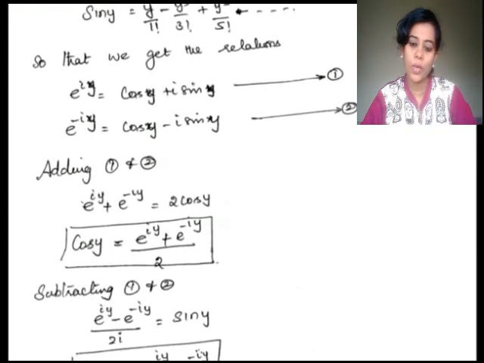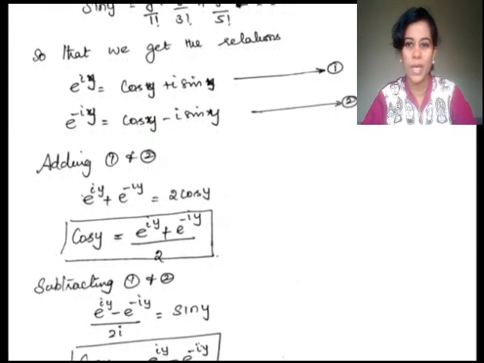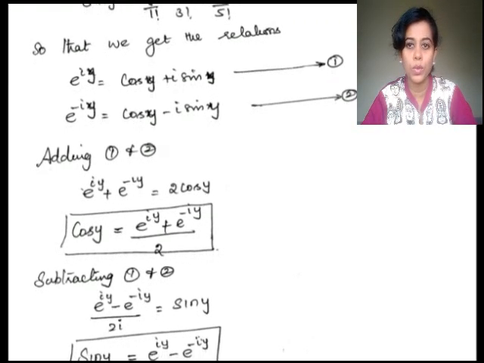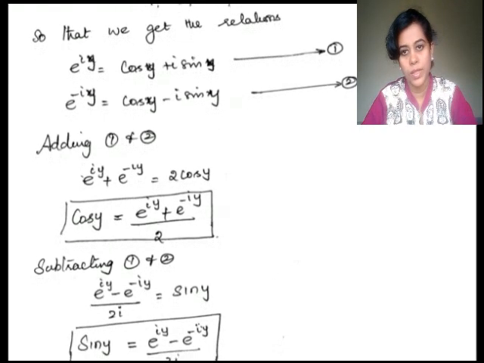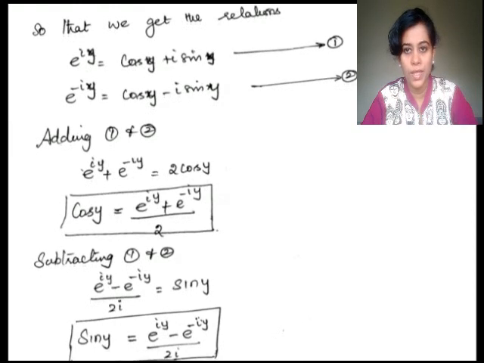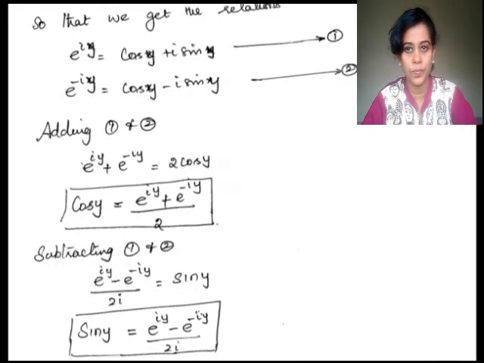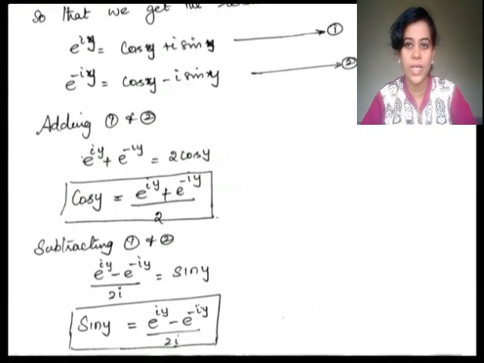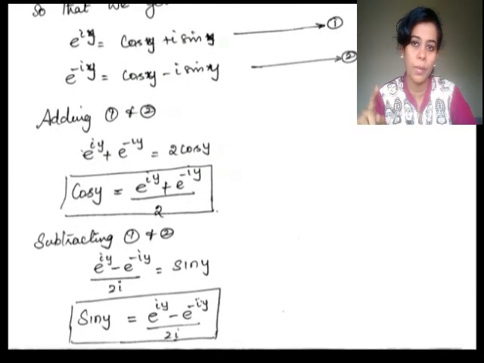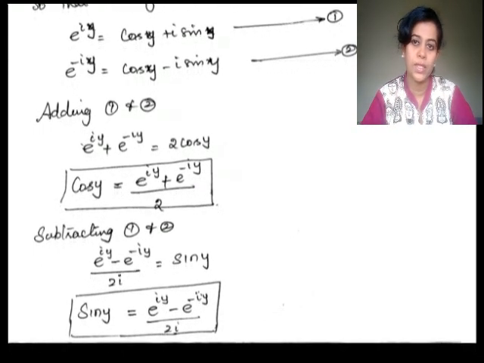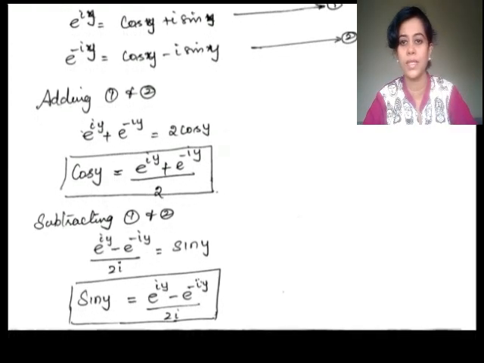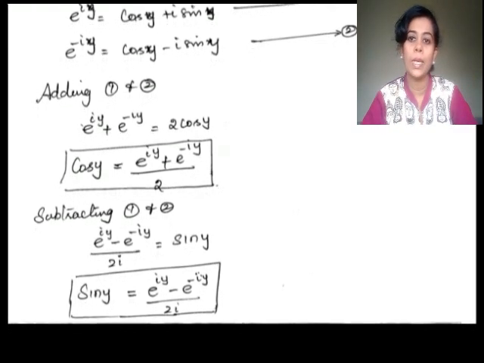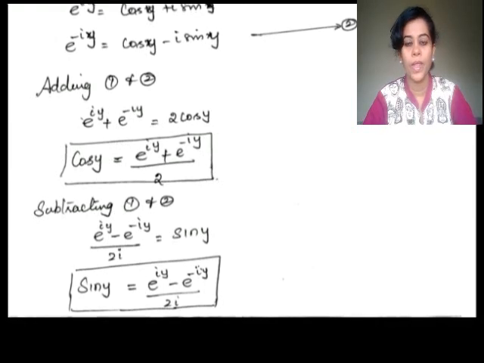Adding these two equations, what are we getting? It is e^(iy) + e^(-iy) = 2 cos y. Therefore, cos y = (e^(iy) + e^(-iy))/2. So we have the relation cos y = (e^(iy) + e^(-iy))/2. Similarly, when we subtract these two equations, we get sin y = (e^(iy) - e^(-iy))/2i.